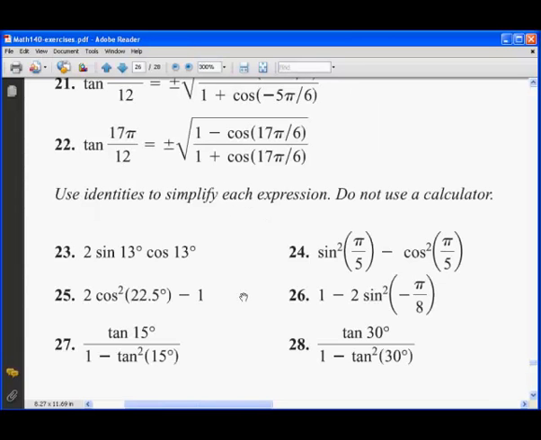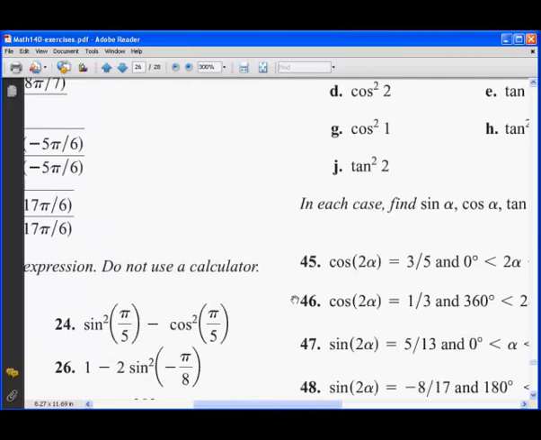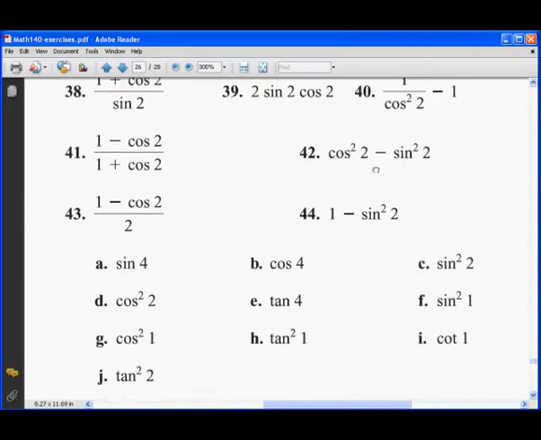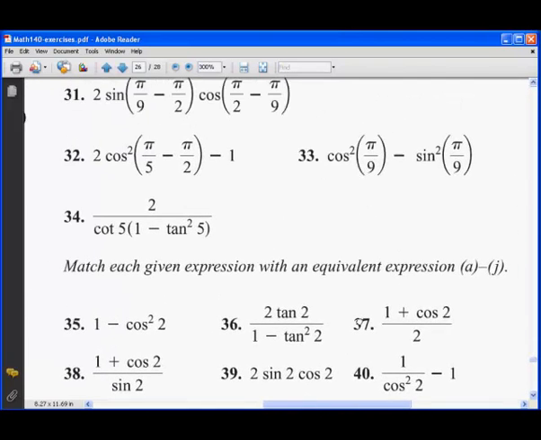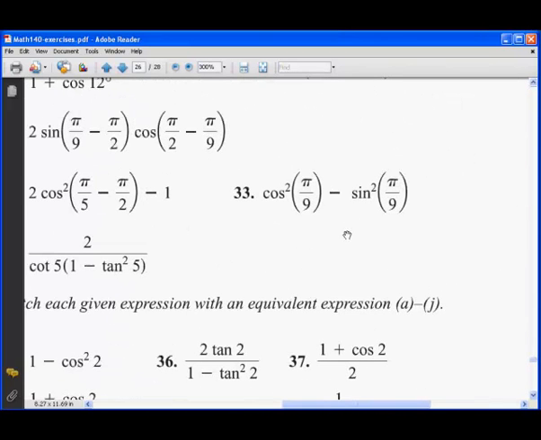Now let's look at the problem 33. And we need to use the identities to simplify each expression and do not use a calculator. Okay, let's move to the 33. So now we try to use the identities we have learned to simplify this expression. Let me copy this problem on the whiteboard.